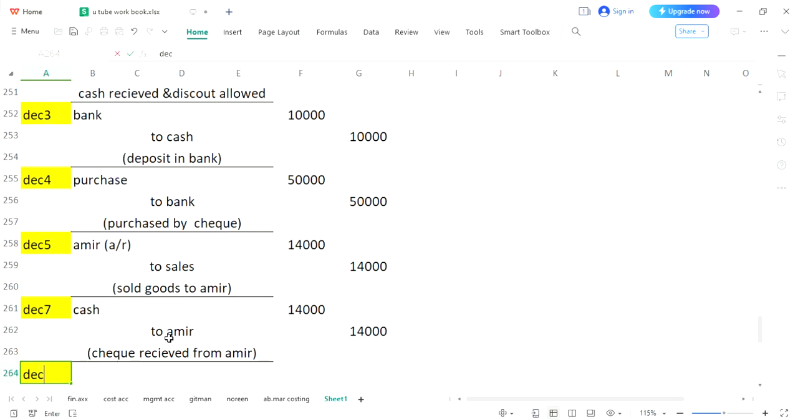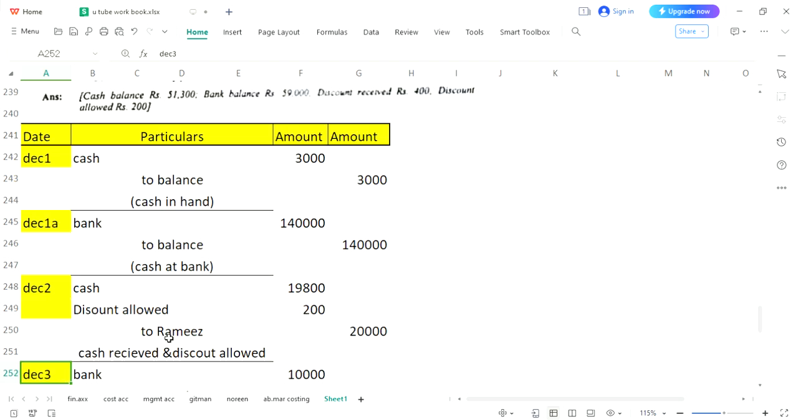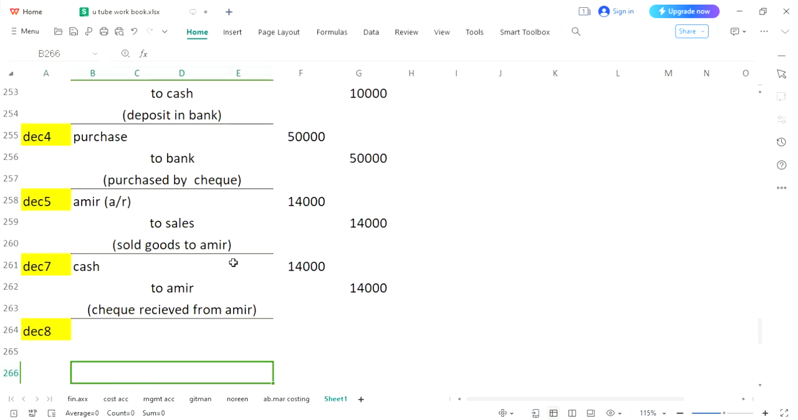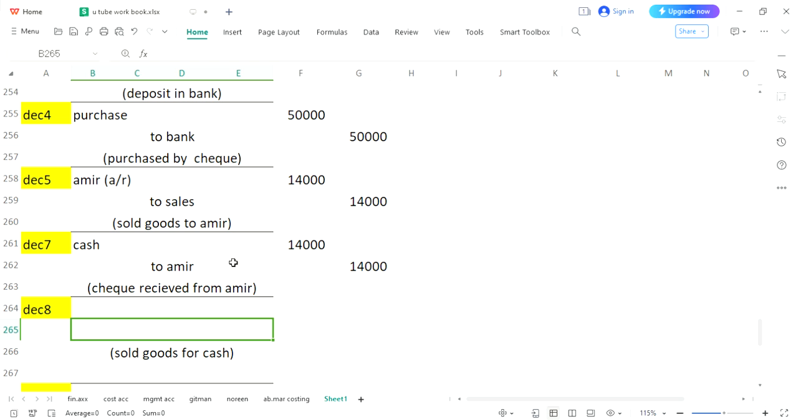Then we have December 8. Let's mention the date first. And December 8 is saying sold goods for cash. We will mention here sold goods for cash. When you will sell goods, your goods will go out. Goods are your near asset.